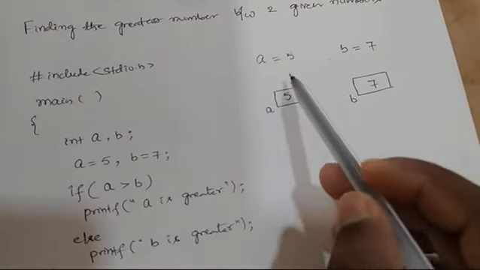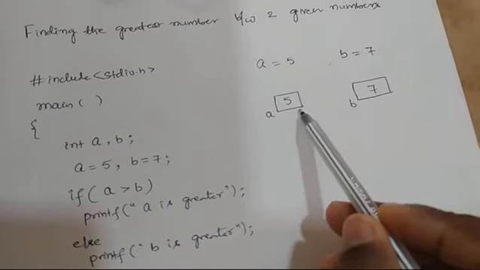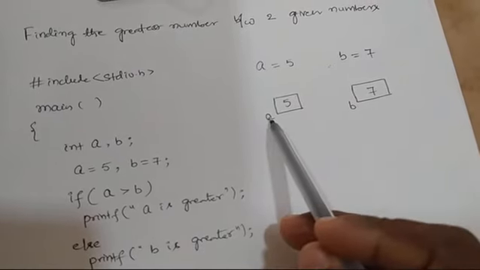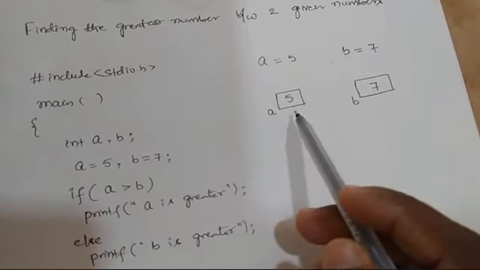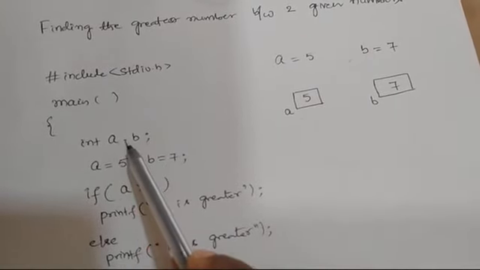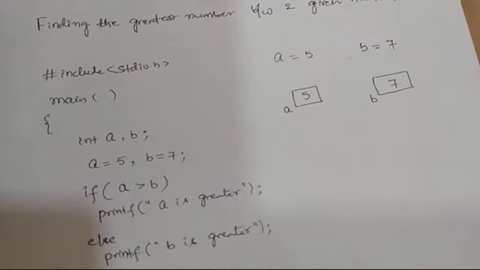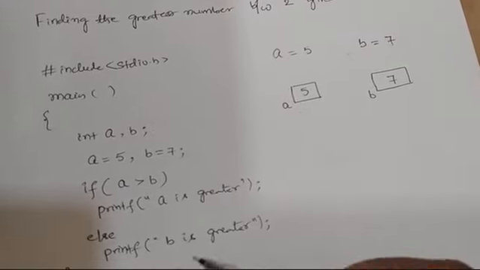We have to take two numbers a equal to 5 and b equal to 7, where a is 5 and b equal to 7, which are of integer type. So from the programming point of view, we will take this line, where int a comma b are two variables. This is the declaration part, and this is the assignment part. Also we can call this initialization.